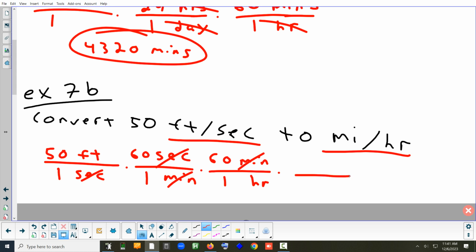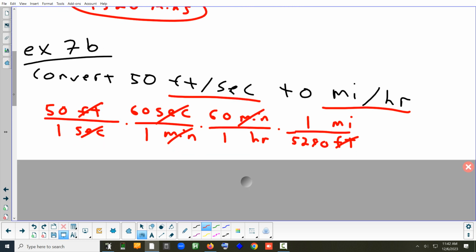We want feet to disappear. So where's feet going to go? Feet's going to go in the bottom. What unit is going to go in the top? Miles. And now I need the connection between feet and miles. There are 5,280 feet in 1 mile. Feet in the top, feet in the bottom. Look it over, make sure you get the right units. Miles in the top, hours in the bottom. Okay, so let's multiply all that out.